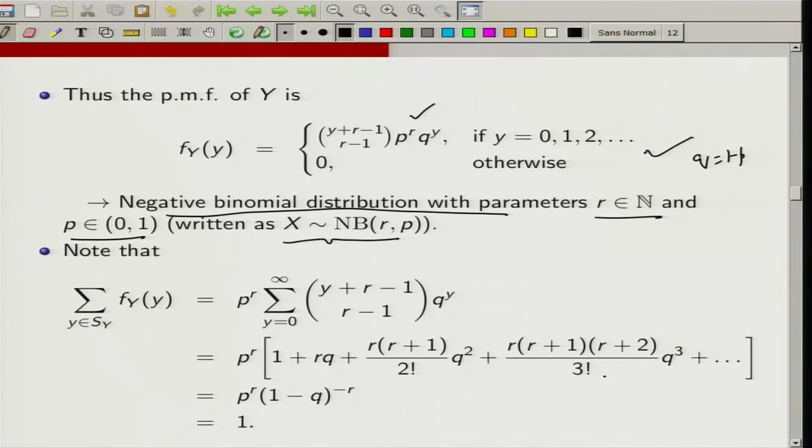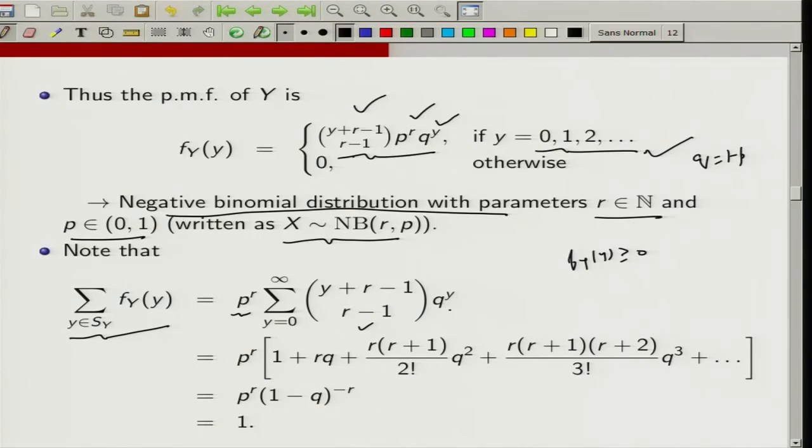Just to see whether this is a proper probability mass function or not, clearly f_Y(y) is greater than or equal to 0, because p is greater than 0 and q is greater than 0, so this quantity would be greater than or equal to 0. Let us look at the summation over y belonging to S_Y of f_Y(y). My S_Y is 0, 1, 2, and so on. So that means the sum over y equal to 0 to infinity. There is no y in p to power r, so p to power r goes outside, and you are summing (y plus r minus 1 choose r minus 1) along with q to power y.